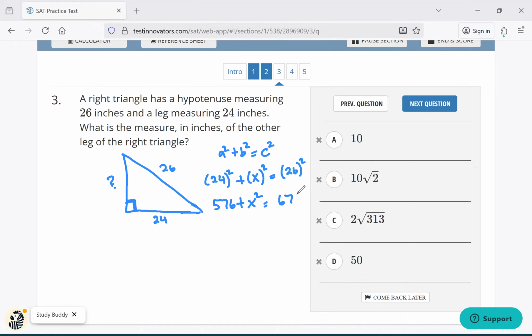676. Okay, subtract 576 from both sides. So x squared equals 676 minus 576, which is 100. Take the square root of both sides, and you get x equals 10. Okay, so that's how you do question three. That wasn't too bad, right?